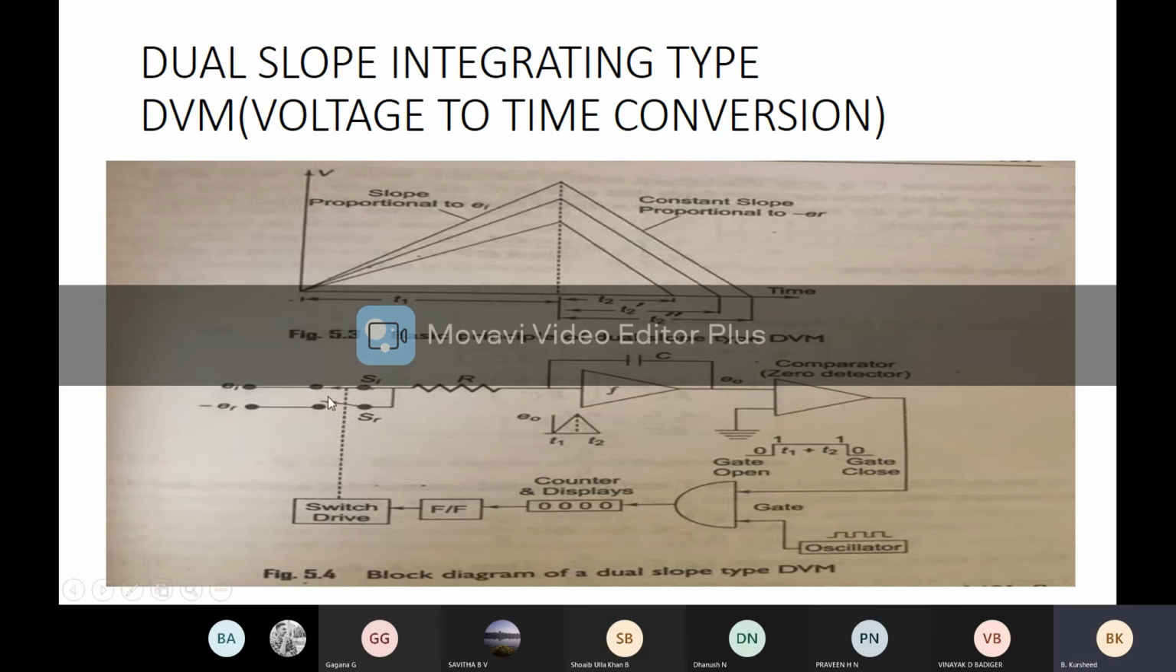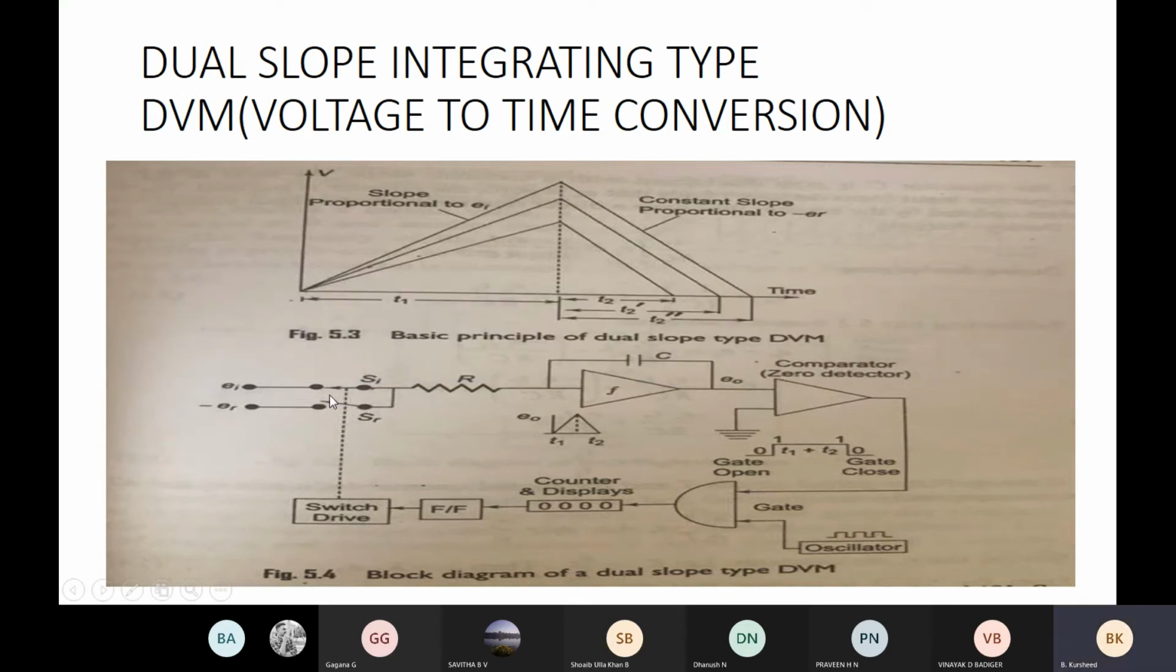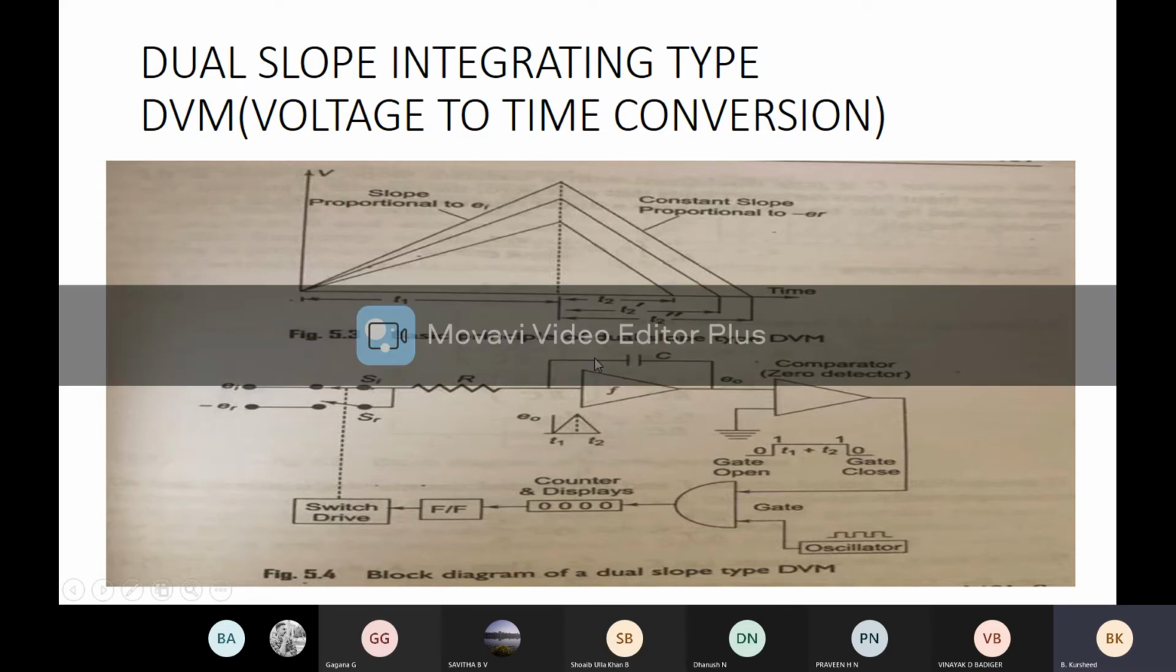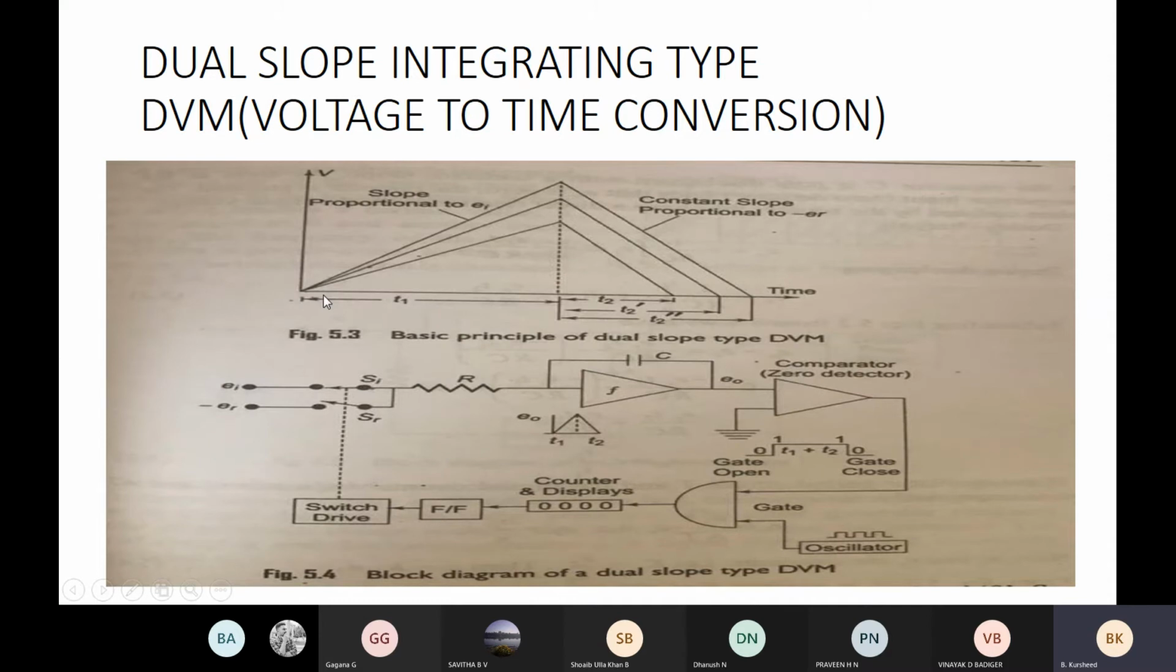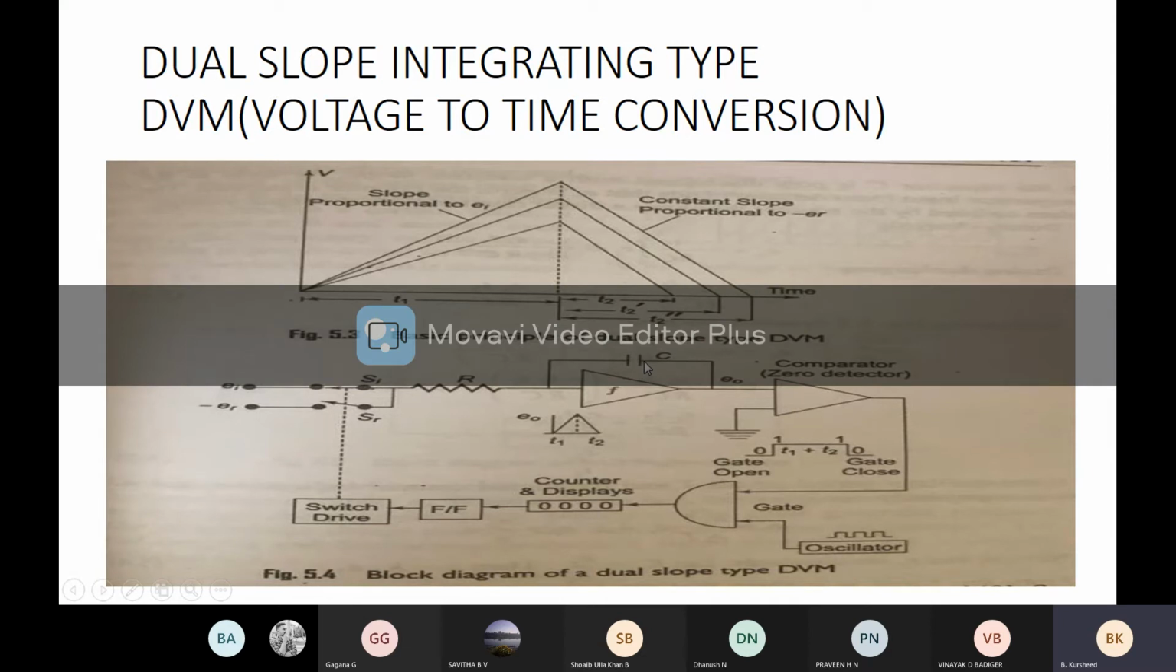Come to this one. The input voltage EI is given here and integrated, with the slope of the integrated output proportional to the test input voltage. After a fixed amount of time, the input voltage EI is given for T1 amount of time. For that amount of time, what happens? The capacitor will go on charging.